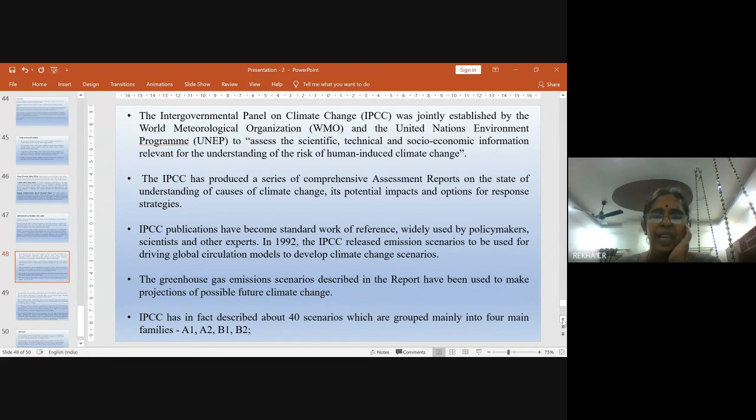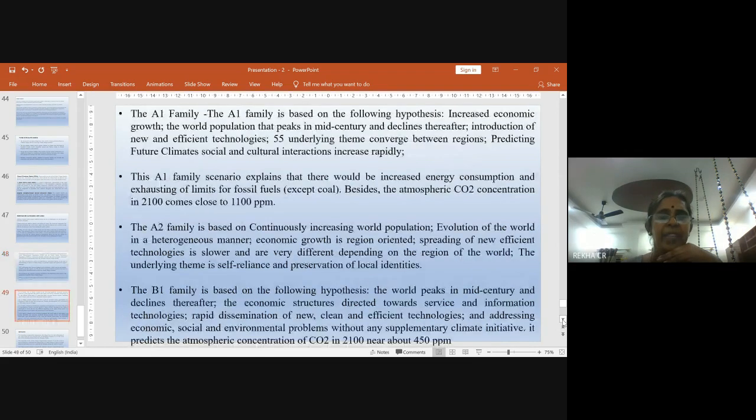The greenhouse gas emission scenarios described in the reports have been used to make projections of possible future climate change. The IPCC, the Intergovernmental Panel on Climate Change, has described about 40 scenarios, which are grouped mainly into four main families, namely the A1, A2, B1, and B2 families. The A1 family is based on the hypothesis of increased economic growth, world population, and introduction of new and efficient technologies, predicting future climates, etc.